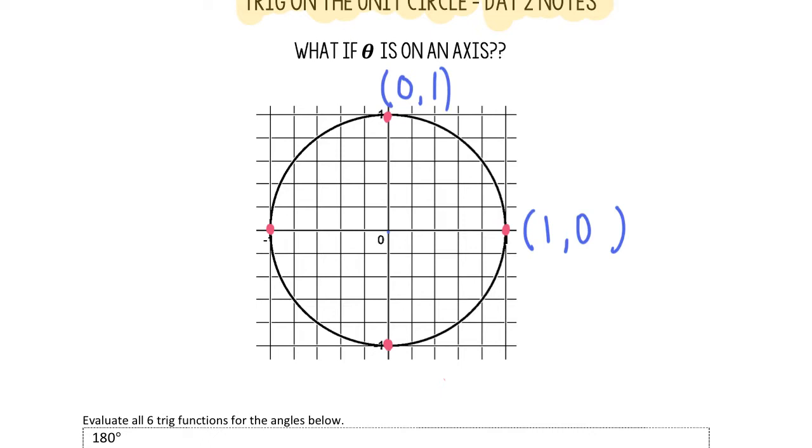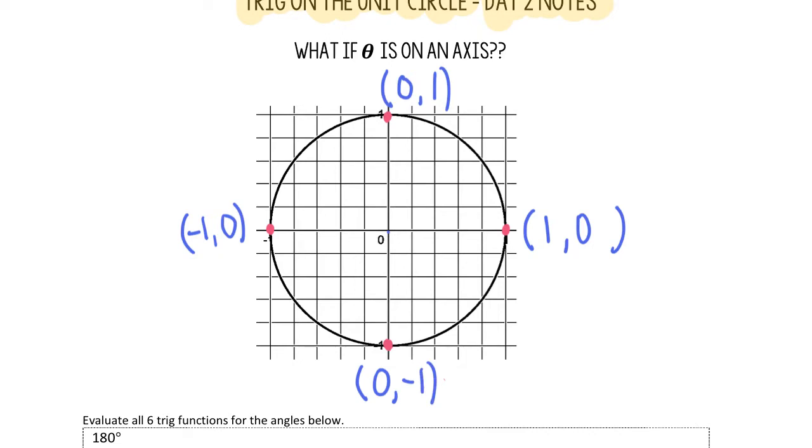Over here to the left, where 180 lies, you go left 1, so that's negative 1. You don't go up or down at all, so that's 0. And then down here at 270, or 3 pi over 2, we have the ordered pair 0, because we don't go right or left at all from the origin, and we go down 1, so negative 1.